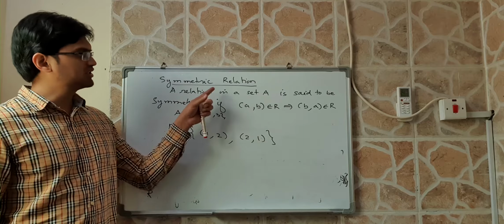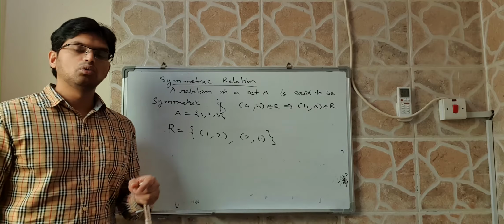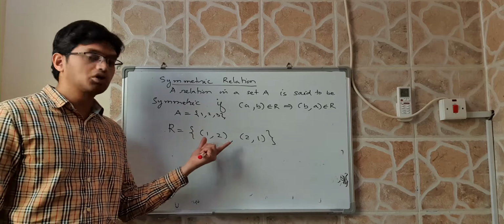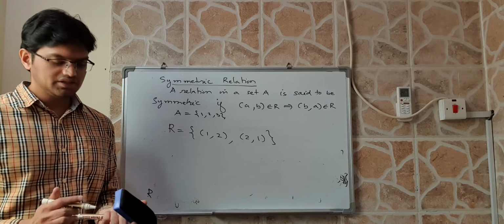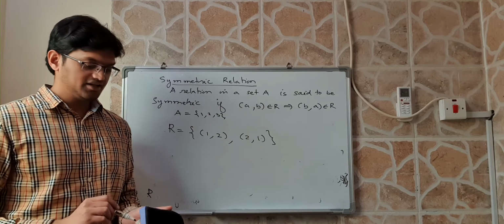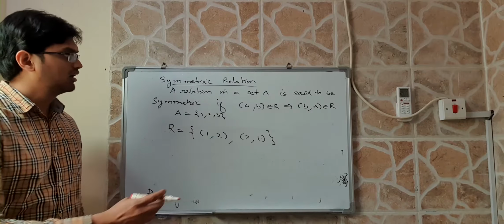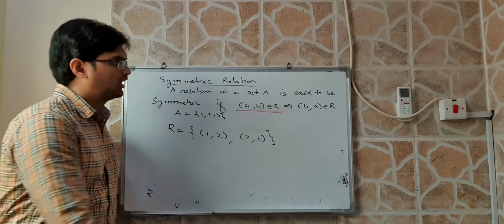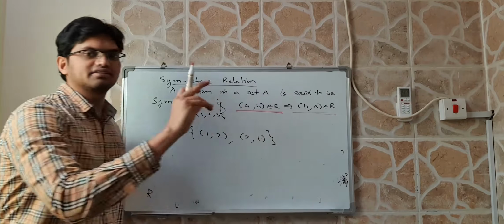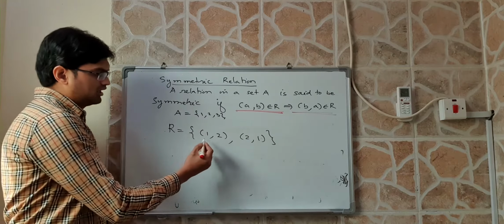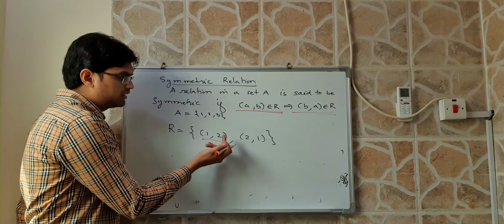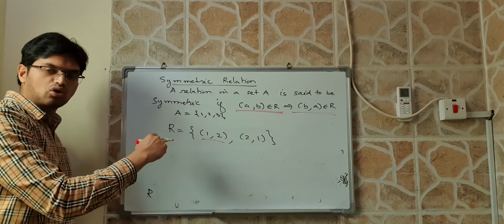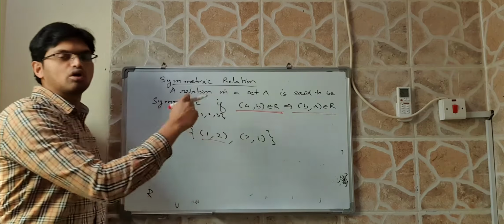Now, is it symmetric or not? For symmetric, we will not look at the set A, we will look at the relation. We'll directly focus on the relation. See, what is the definition saying? A relation in a set A is said to be symmetric if for every A comma B belongs to R, I must also have B comma A in the same relation. That means I'll check this 1 comma 2 and I'll interchange the elements. 1 comma 2, I'll change it as 2 comma 1. Is it present? Yes, 2 comma 1 is present.